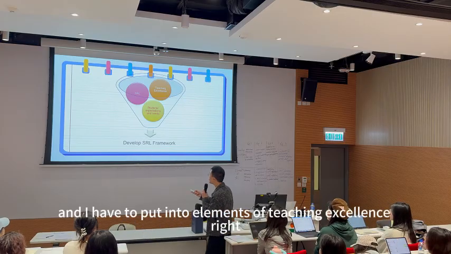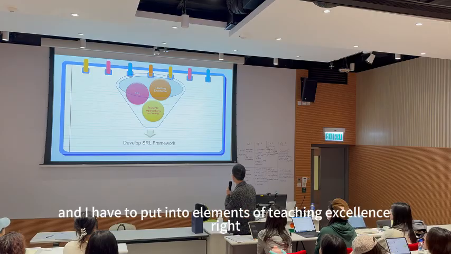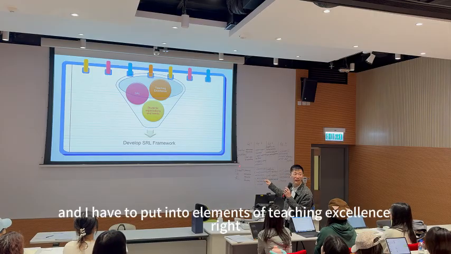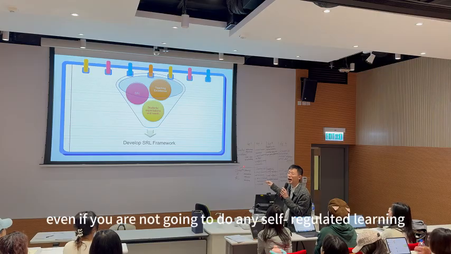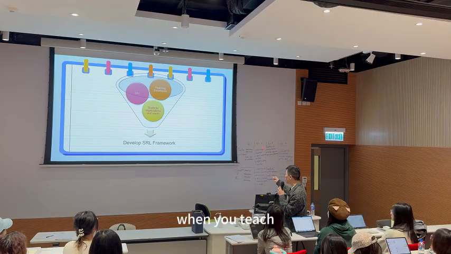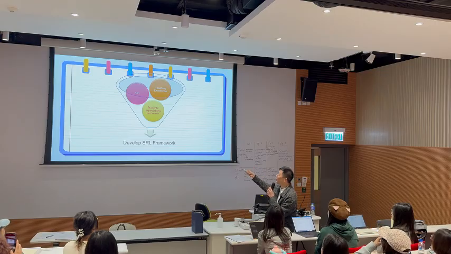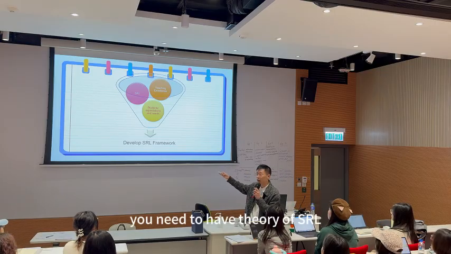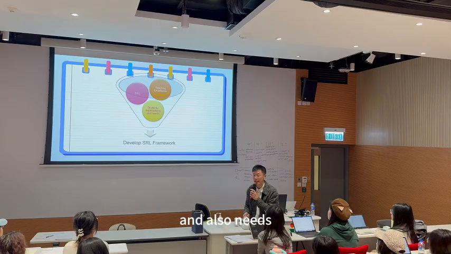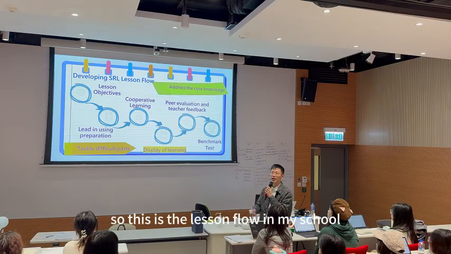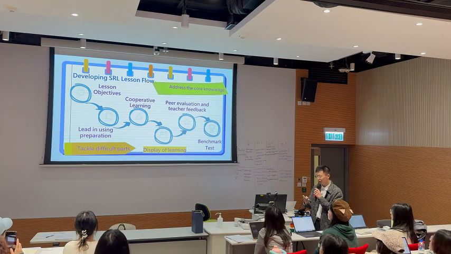And I have to put in elements of teaching excellence, right? This is common across all lessons, even if you are not going to do any self-regulated learning. When you teach, you still have to do it, right? You need to have theory of SRL, and you have to take into account your students' expectations and also needs. So this is the lesson flow in my school.